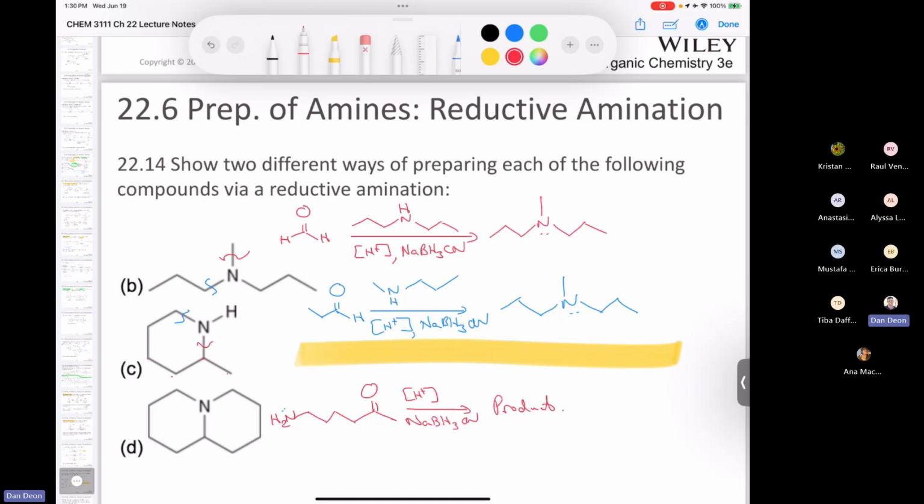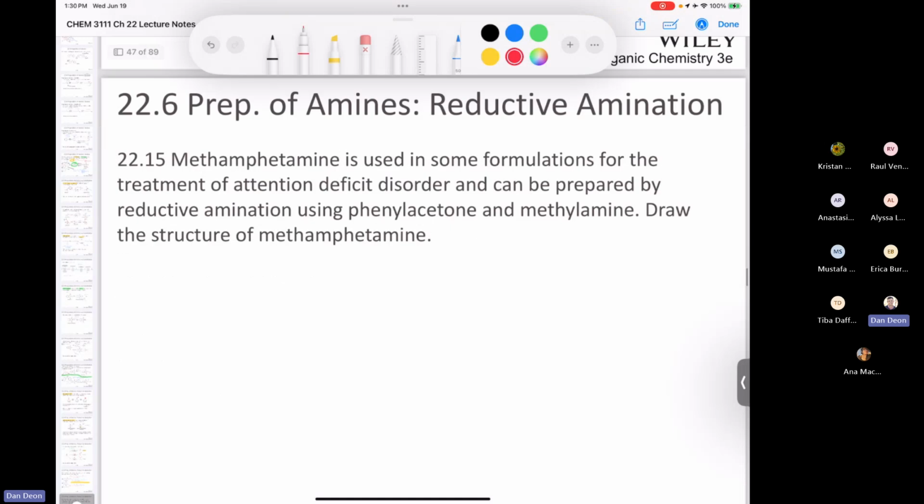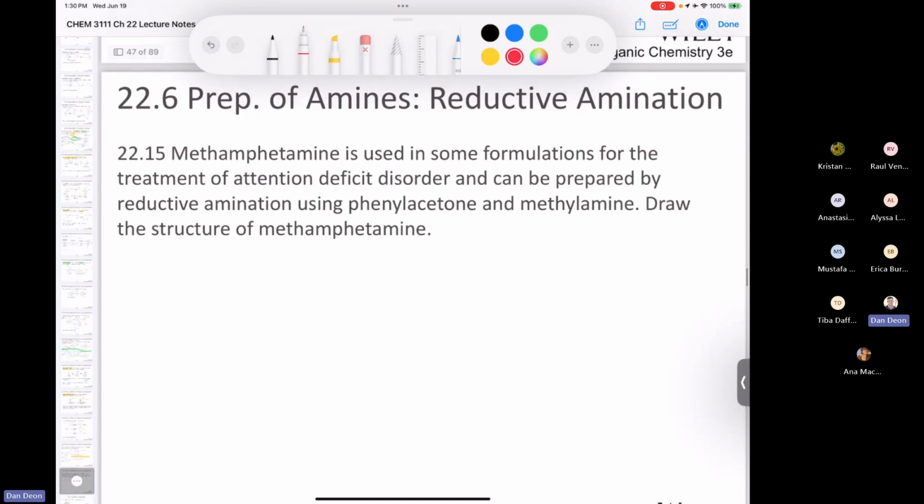So a little bit about reductive amination. Kind of running out of space on this one, but this is one that sometimes we make jokes about. This is the synthesis of methamphetamine. So it says here, methamphetamine is used in some formulations for the treatment of ADD and can be prepared by a reductive amination of phenylacetone and methylamine. Draw the structure of methamphetamine.